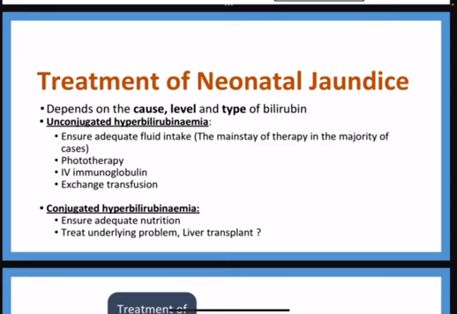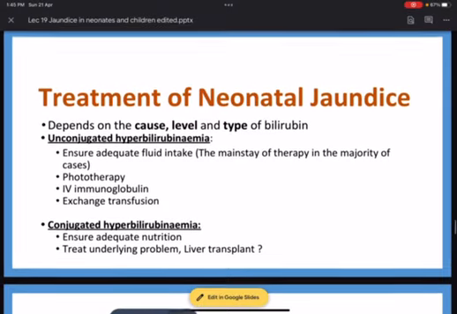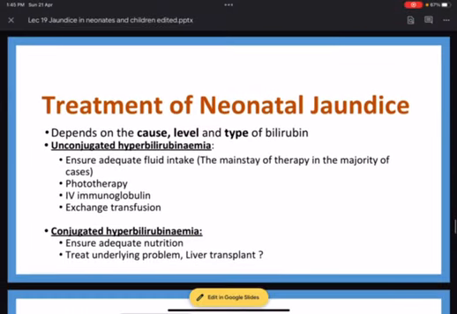And eventually, if we fail with these modalities, we did phototherapy, we gave IVIG, but the baby is deteriorating and the hyperbilirubinemia is getting worse, we need to do an exchange transfusion. Simply, in exchange transfusion, we take the baby's blood and give him blood from a donor, okay? It's as if I'm washing out his body of circulating antibodies. If it's conjugated, you need to treat the underlying problem. For a newborn, first rule out biliary atresia, for example. If there is biliary atresia, the baby needs a Kasai procedure, and needs a liver transplant.